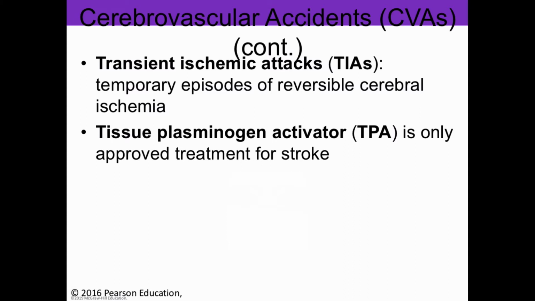So to treat a stroke, the only approved treatment would be the tissue plasminogen activator, the TPA. It is the most successful treatment for strokes. What it does is dissolve the blood clots in the brain. However, the key here is, and I repeat, the key is that it must be administered within 3 hours from the onset of symptoms. Beyond 3 hours, it cannot be used.